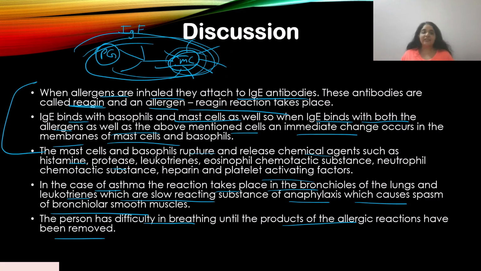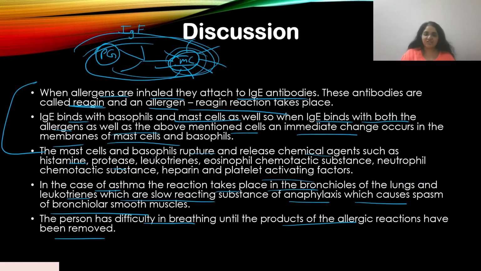Now in the case of asthma, this happens in the bronchioles, in the respiratory system. When this happens, there is a bronchial smooth muscle spasm, so they begin to contract. The person finds it difficult to breathe unless and until those reactive products are removed from the system. So this is what an asthma attack is. When they talk about an asthma attack, this is basically what's happening.